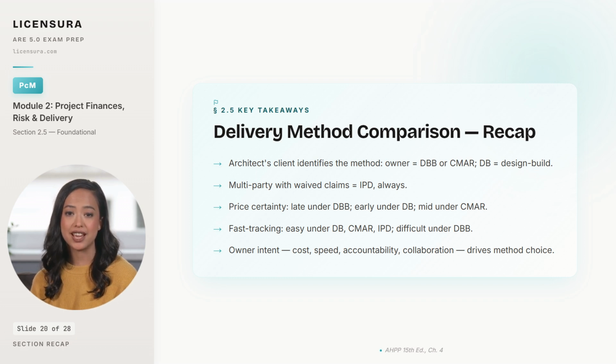And fifth, the exam frames the decision as owner intent. Lowest cost, fastest schedule, single accountability, or maximum collaboration, each map to a specific method. And a candidate who has internalized these mappings can answer Section 2.5 questions in seconds rather than minutes.